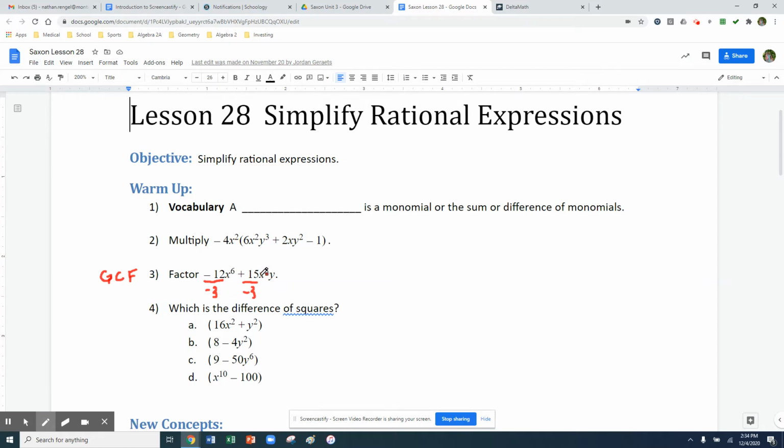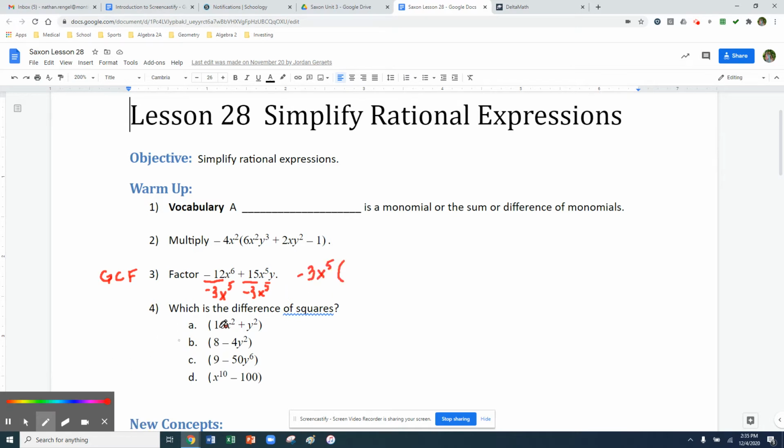Next, I look at the variables. I have an x to the 6th and an x to the 5th. So the greatest number of x's that they have in common is 5, x to the 5th. So I'm going to factor out an x to the 5th. Now looking at the y, there's only a y in the second term, so they do not have a greatest common factor together with y's, so I can only take out the GCF of negative 3x to the 5th.